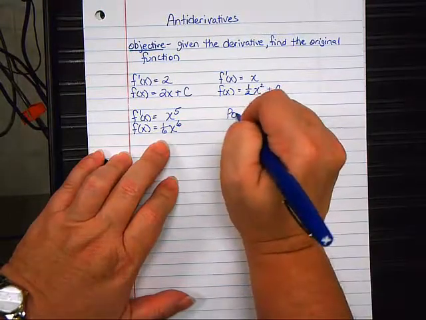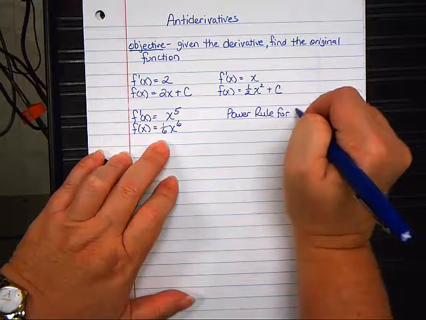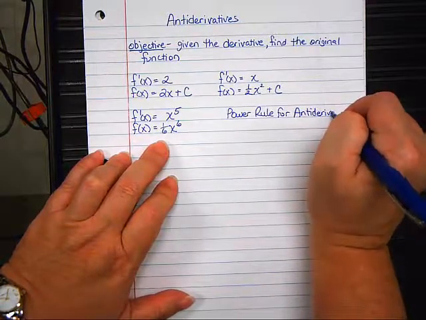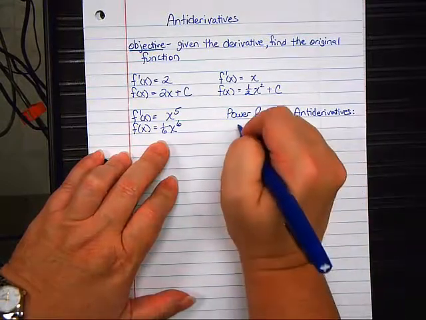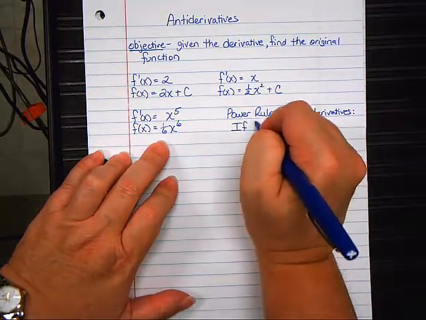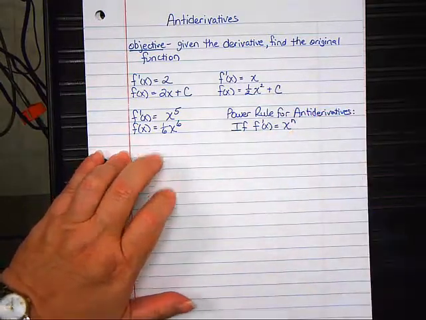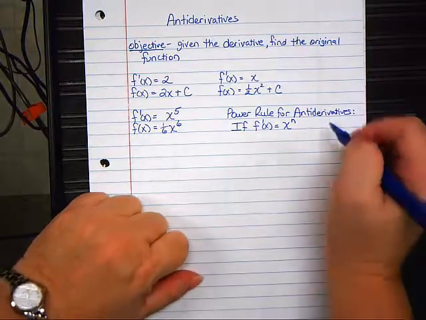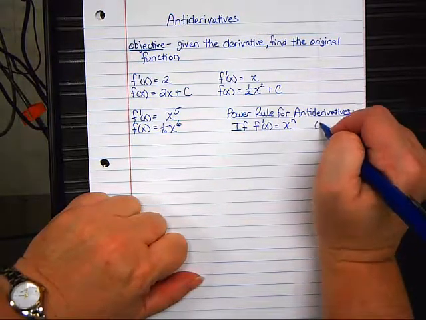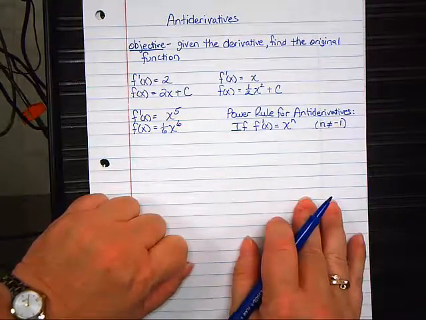The power rule for antiderivatives says if f prime of x equals x to the n power, powers are usually n's, the only exception to the rule is that n cannot be negative 1. And I'll do an example of that in a little while as to why it cannot.